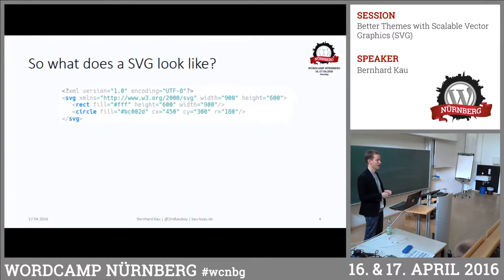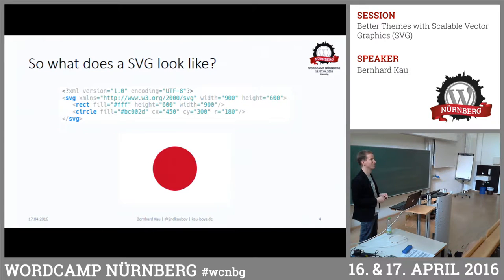So how does an SVG image look like in code? It looks something like this. You have an SVG tag, an opening tag, and then you have some namespacing things, then you have a size, and here you have a rectangular with a fill color, and some height and width, and you have a circle with another color. Can anybody tell me what that might be from seeing the code? It's a white rectangular and that's a red circle. It's the flag of Japan.